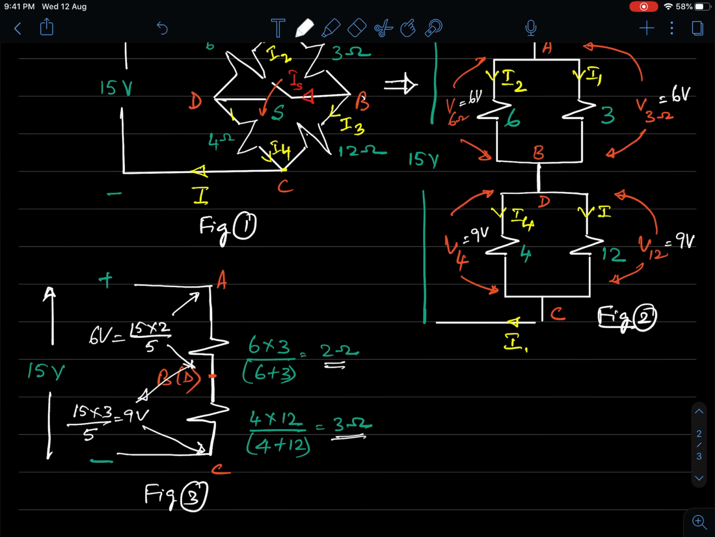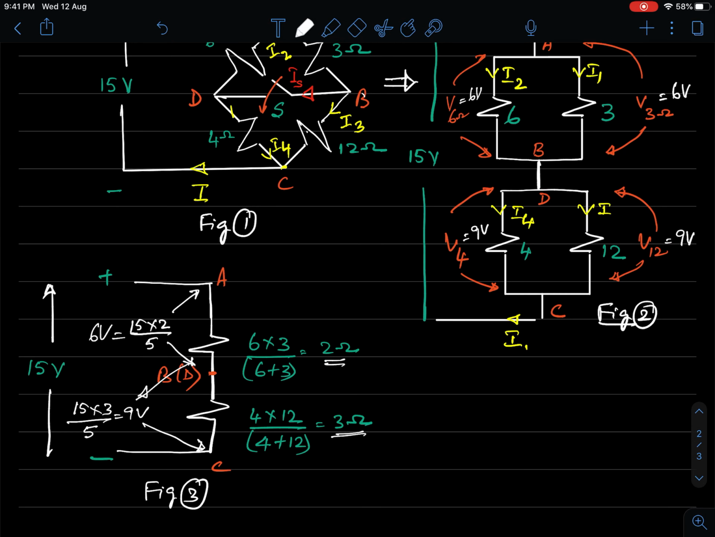Now, if I look at figure 3, what is the current I in figure 3? This is my I. How much is that I equal to? It is simple.